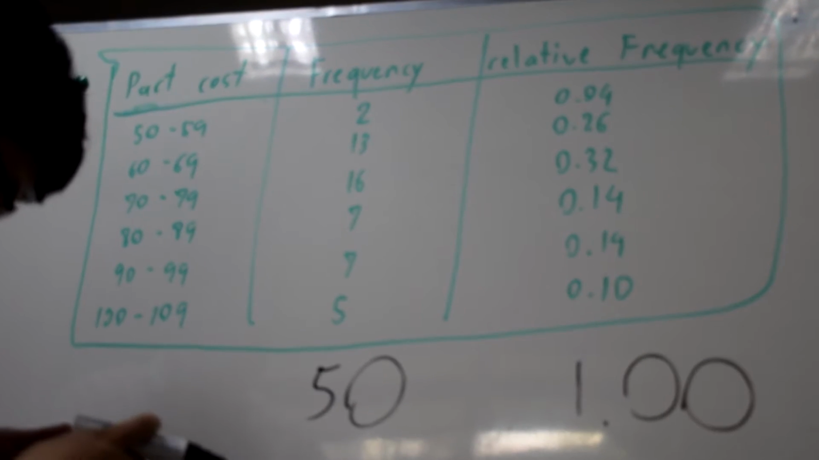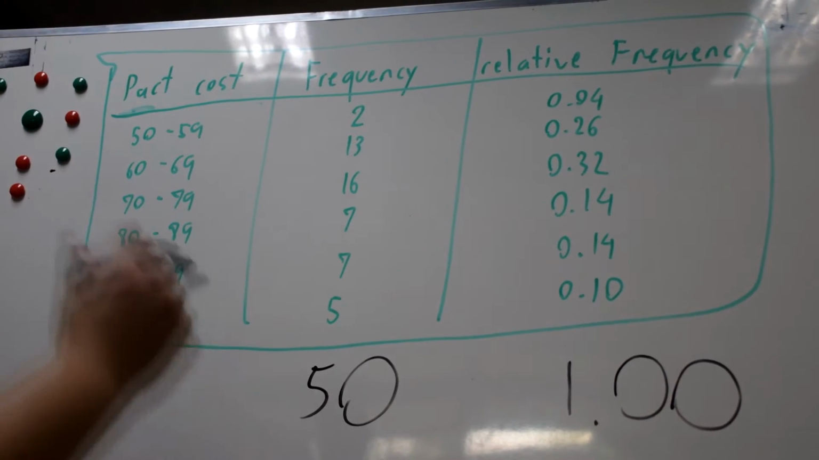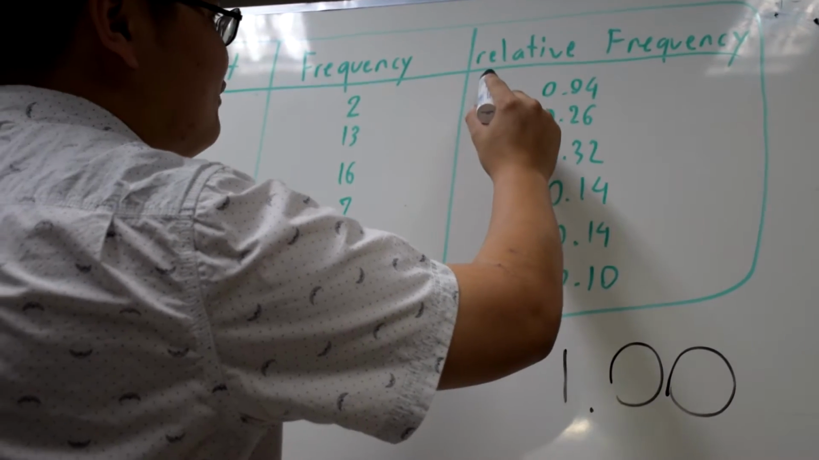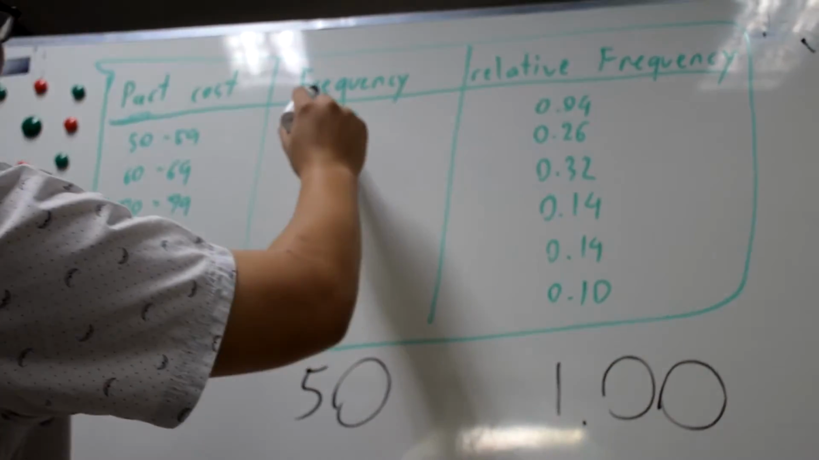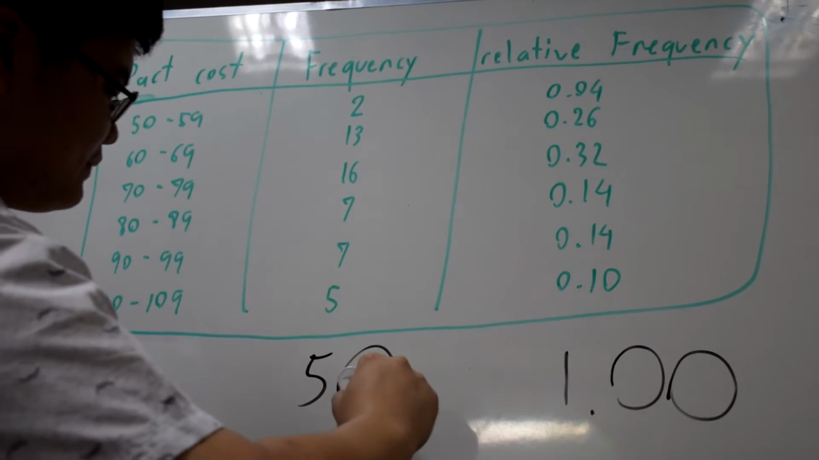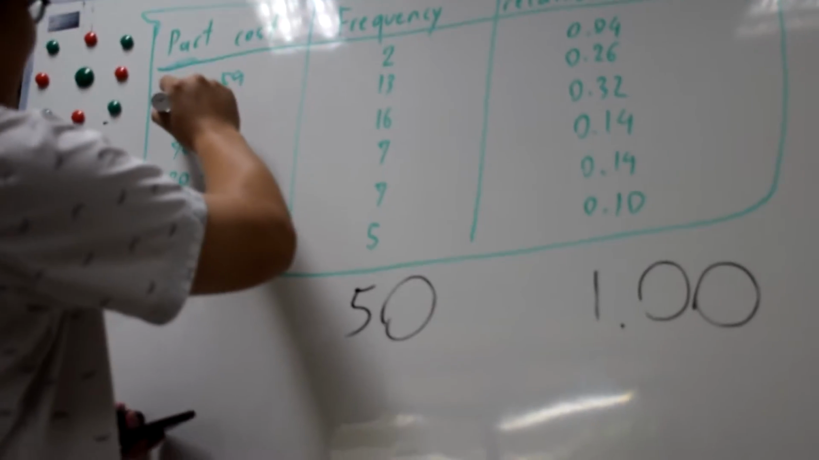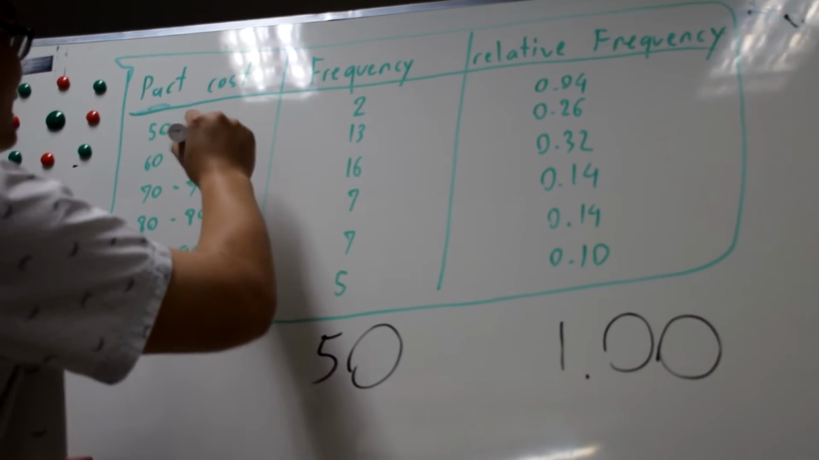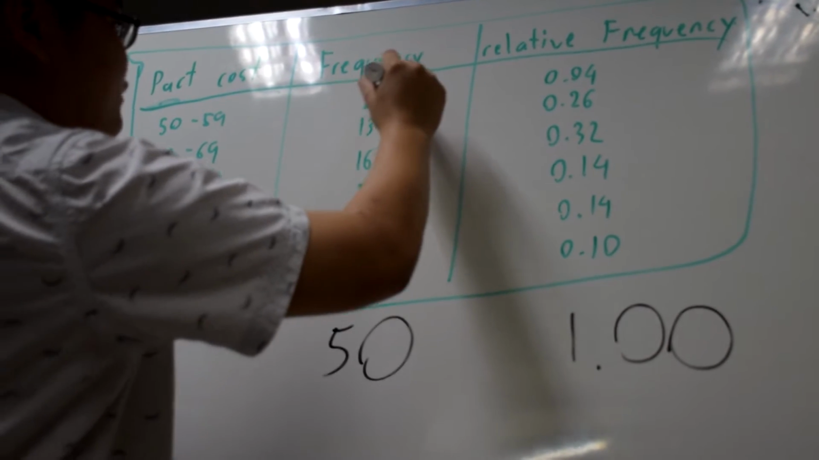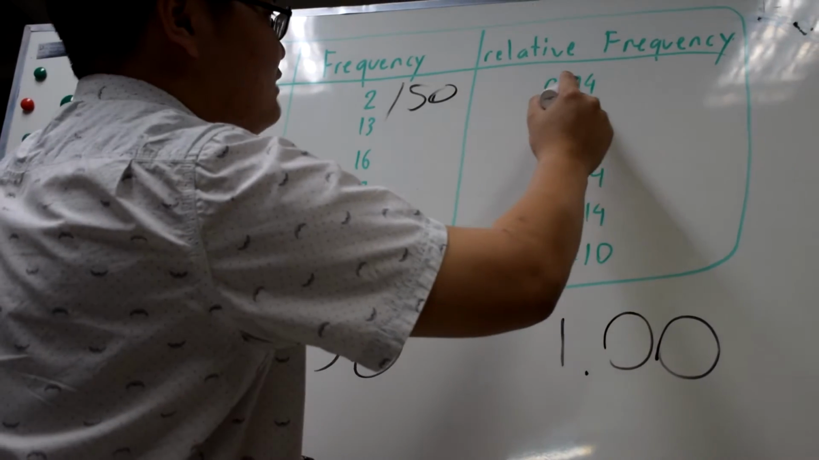The number 4, calculate the relative frequency of each class. If we want to know the relative frequency, we use frequency divided by total frequency. We know that for 50 to 59 the frequency is 2. We use 2 and divide by 50. The answer is equal to 0.04.